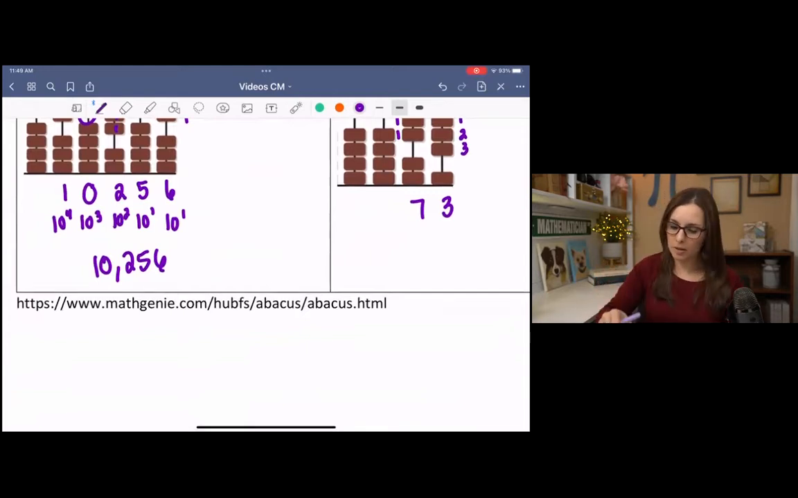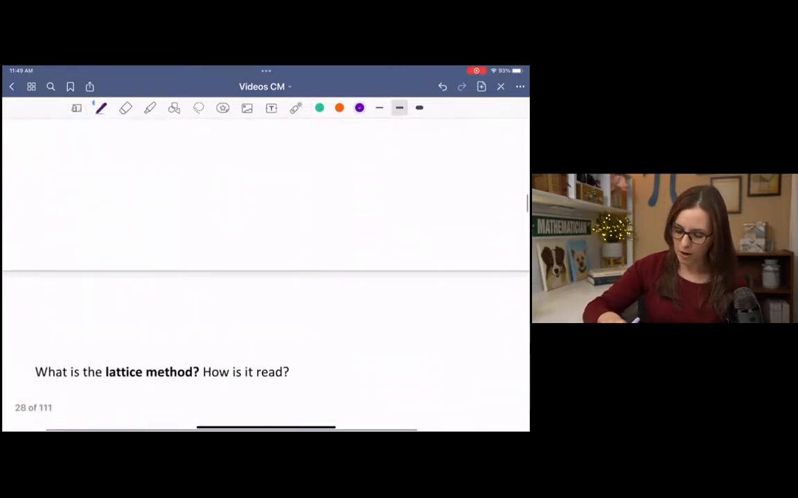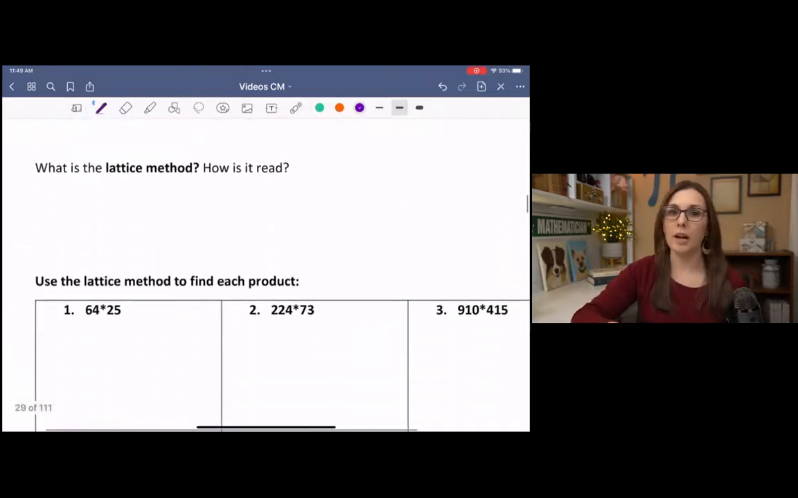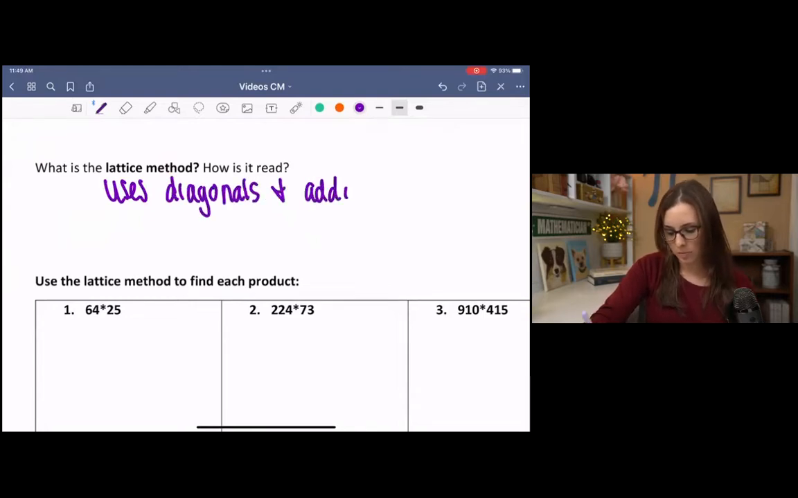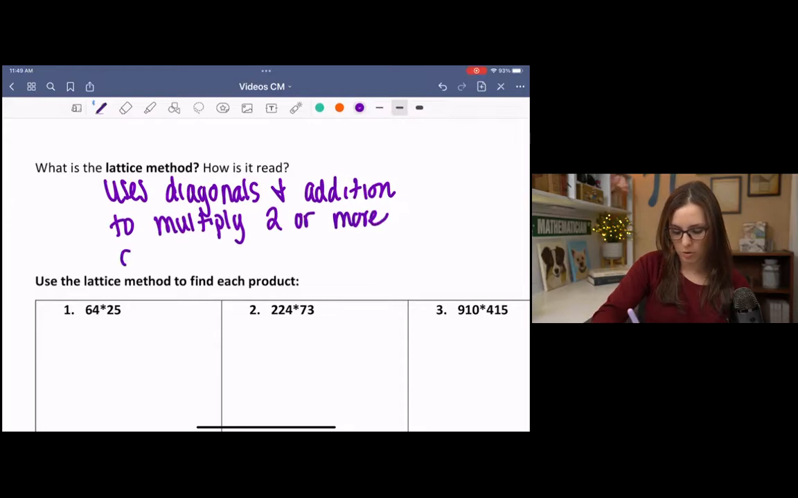numbers on the abacus. Now, the next calculation device that we're going to look at for this lesson is called the lattice method. And this one is really cool. I really love this. Lattice method uses diagonals and addition to multiply two or more digit numbers.